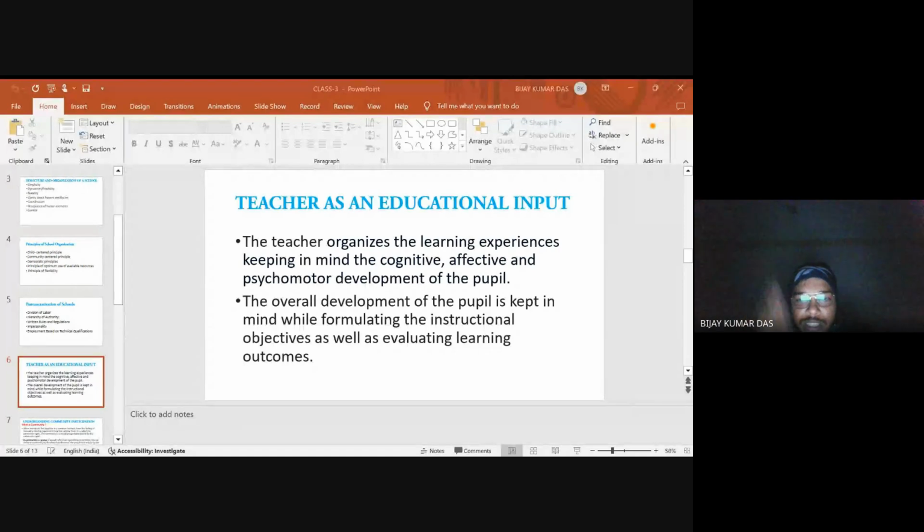If the teacher has no advanced knowledge, no fund of knowledge, no curiosity, then how will she or he guide the child?